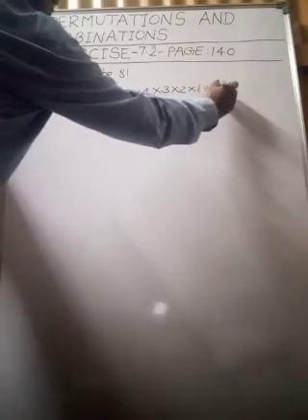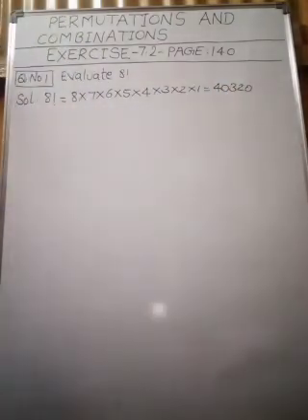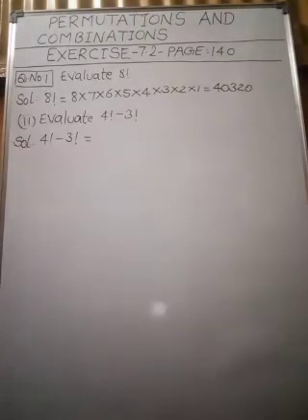Now find the product of all these 8 numbers. What do you get? 40,320. Yes or no, my children? 40,320 is the value of 8 factorial. Okay, my children, understood? Right. Now come to the second question.